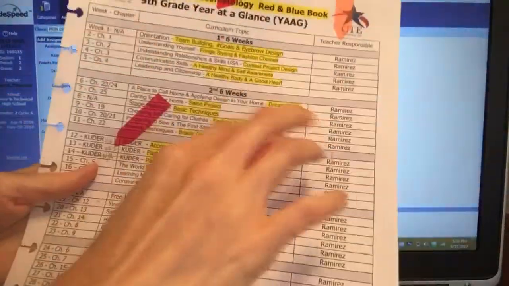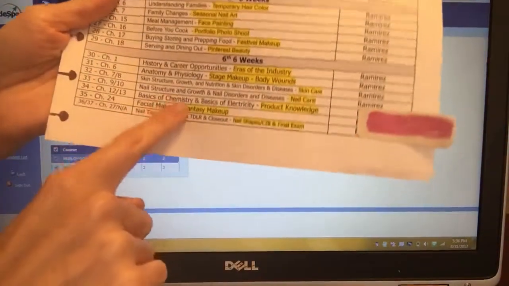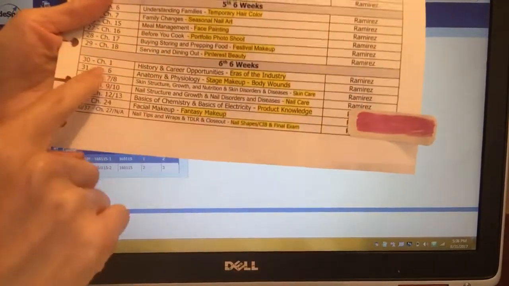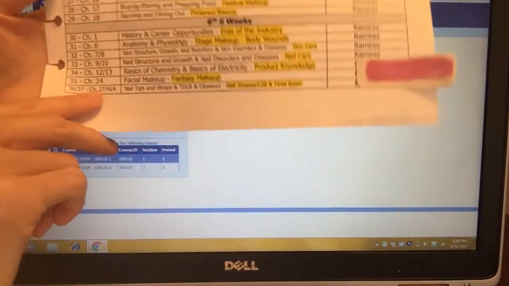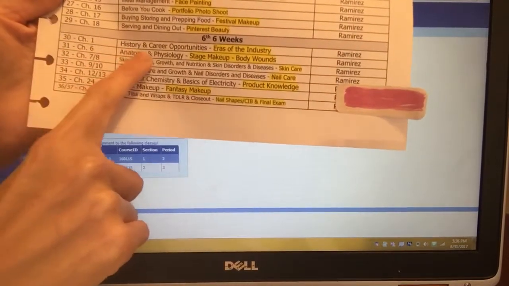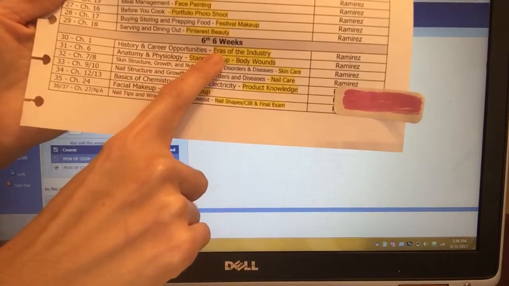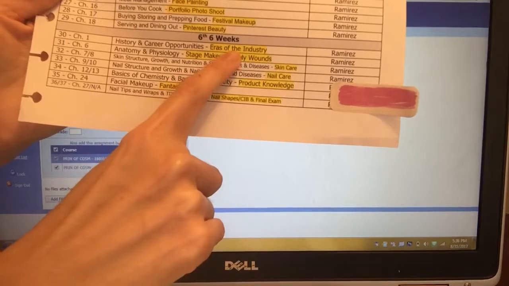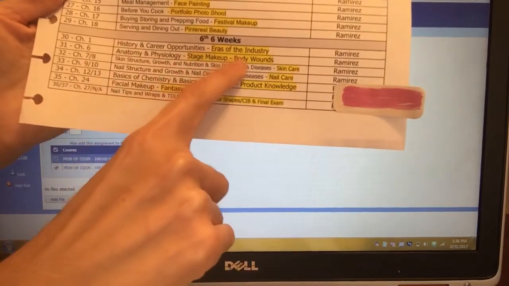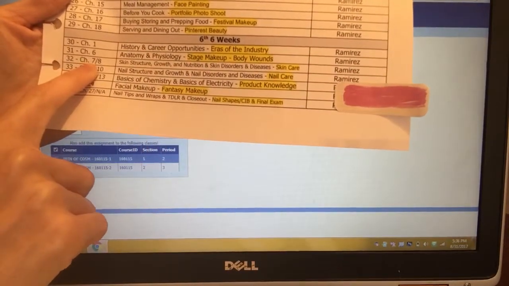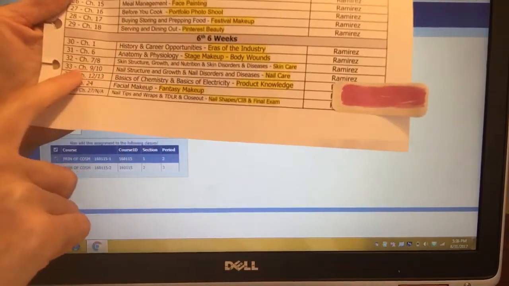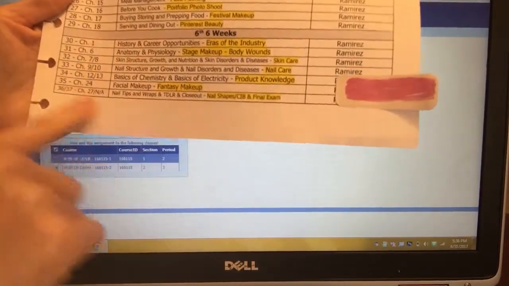Again, I've got page markers where I have to do some editing. I already know what I'm going to do. As I'm following my TEKS, the last one is about cosmetology, okay? So I know that I'm going to be using the old green Milady textbook for this. I'm going to be doing chapter 1 for week 30 of school: History and Career Opportunities. The fun assignment or project is Eras of the Industry. Week 31 of school, chapter 6, anatomy and physiology. We're going to do stage makeup and body wounds. Week 32, I'm going to cover chapters 7 and 8, skin structure, growth, and nutrition, skin disorders and diseases. I'm going to cover skincare, and so forth and so on. Okay, so I already planned this out.